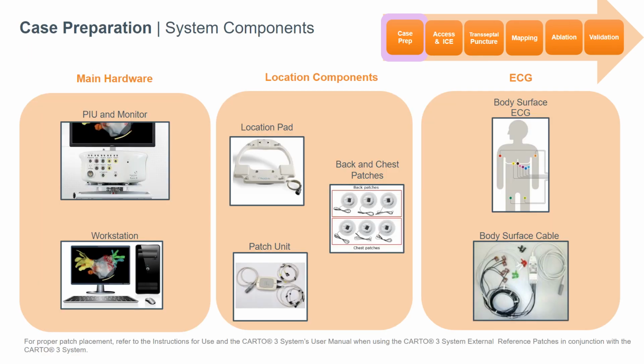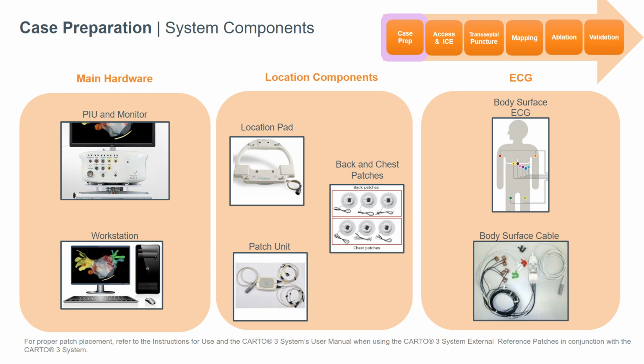Here are the components of the CARTO 3 system. The CARTO 3 system, patient interface unit, and workstation connect catheters and other EP equipment to enable creation of accurate maps of the heart. The location pad is a magnetic device placed under the patient table and connects to the patient interface unit. Back and chest patches are adhered to the patient and connect to the patient interface unit via the patch unit. These patches are used to visualize catheters within the heart.